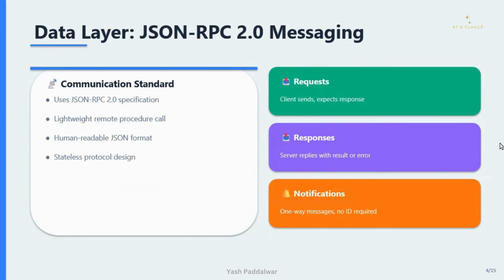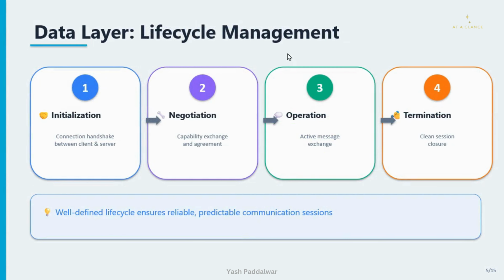Now the data layer also contains lifecycle management. It follows certain rules. So here what it tells us, in short, is that MCP is not just about sending messages, it also manages the entire lifecycle of a connection. Now there are certain steps. Here you can see four steps: initialization, negotiation, then operation, and then termination. So let's see one by one.